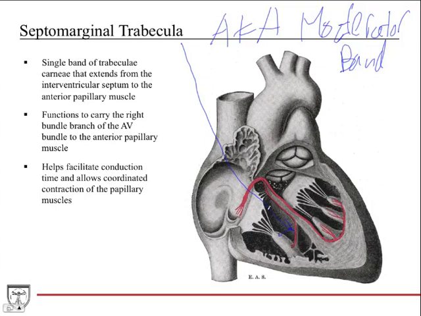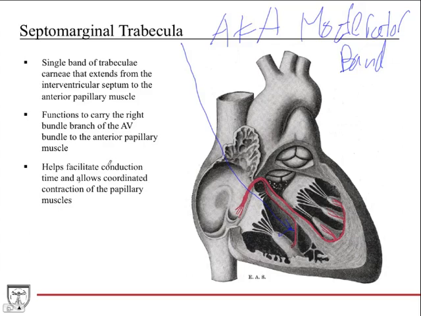In the right ventricle, there are 3 papillary muscles on average, 1 for each of the 3 leaflets of the tricuspid valve. As you can see here, these red lines in this diagram represent the right and left bundle branches that we talked about in the conduction system section. What the septomarginal trabeculae does is carry the right bundle branch. Here's the right bundle branch. It carries the right bundle branch of the AV bundle to the anterior papillary muscle, so it helps carry electrical input directly to this papillary muscle.